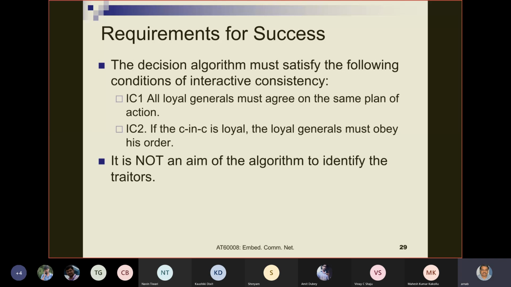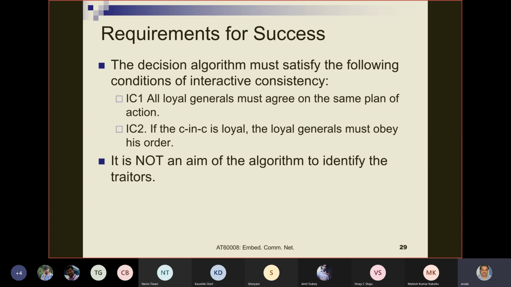Now, there are two criteria for success. What do I want to achieve? In the presence of traitors, I want to achieve the following: that all loyal generals, so IC1 I am talking, all loyal generals must agree on the same plan of action. There will be traitors, so you cannot do anything with the traitors, but whoever are the loyal generals or loyal lieutenants, they must agree on the same plan of action.